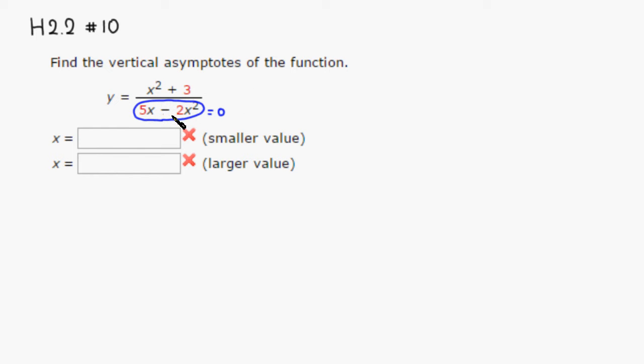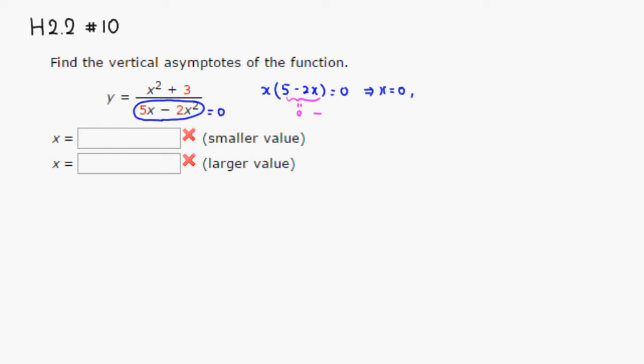Both terms have x in them, so I'm going to pull x out. If you factor x out from 5x, you get 5 left. And if you factor x from negative 2x squared, you have negative 2x left over. So this is equal to 0. Either x equals 0 or we have to set this factor equal to 0.